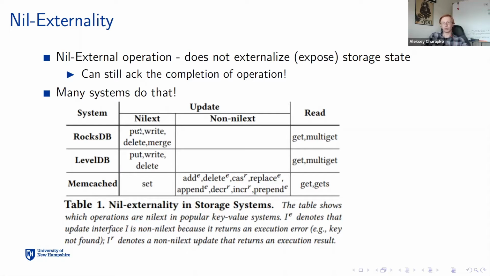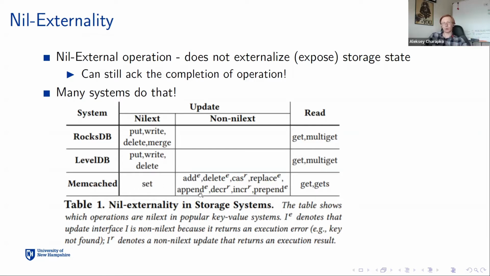So when you do a put, the system will acknowledge that, hey, the put has been completed, but it doesn't give you the result of this. It doesn't give you an error or the state of what has been written. The same with deletes, and they even say operations like read-modify-writes, which are translated into an internal merge kind of command. The same stuff happens in LevelDB, and they say that even Memcache has this set operation which is nil-externalizing.